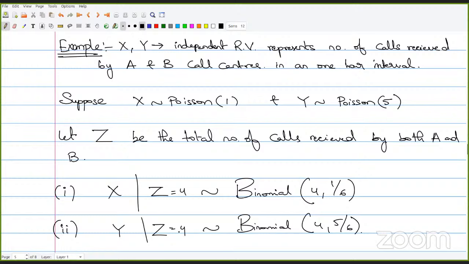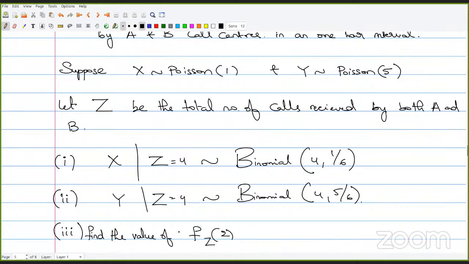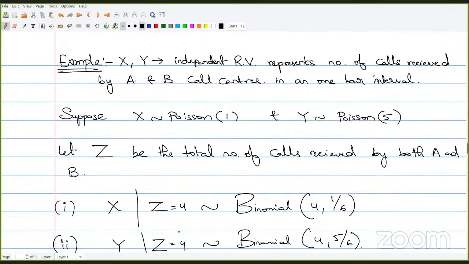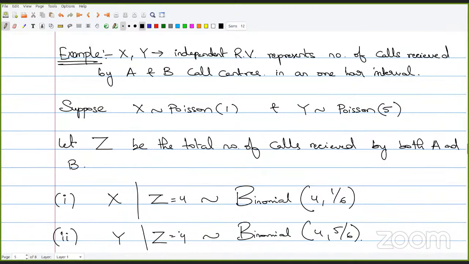So from here we have n coming. Z equal to 4 is given to us. Sir, how did n come? How did we get 4? Z is equal to 4. It is given.